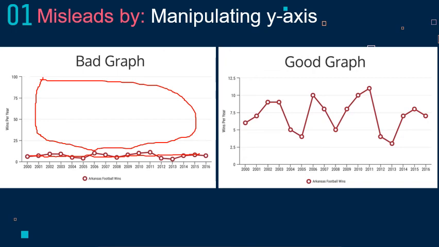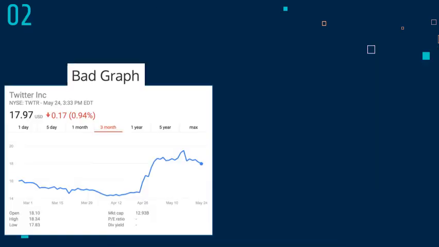Whereas here it looks like, oh, they're a consistent team in the bad graph. Whereas in the good graph, well, actually, year to year, there's quite a difference.